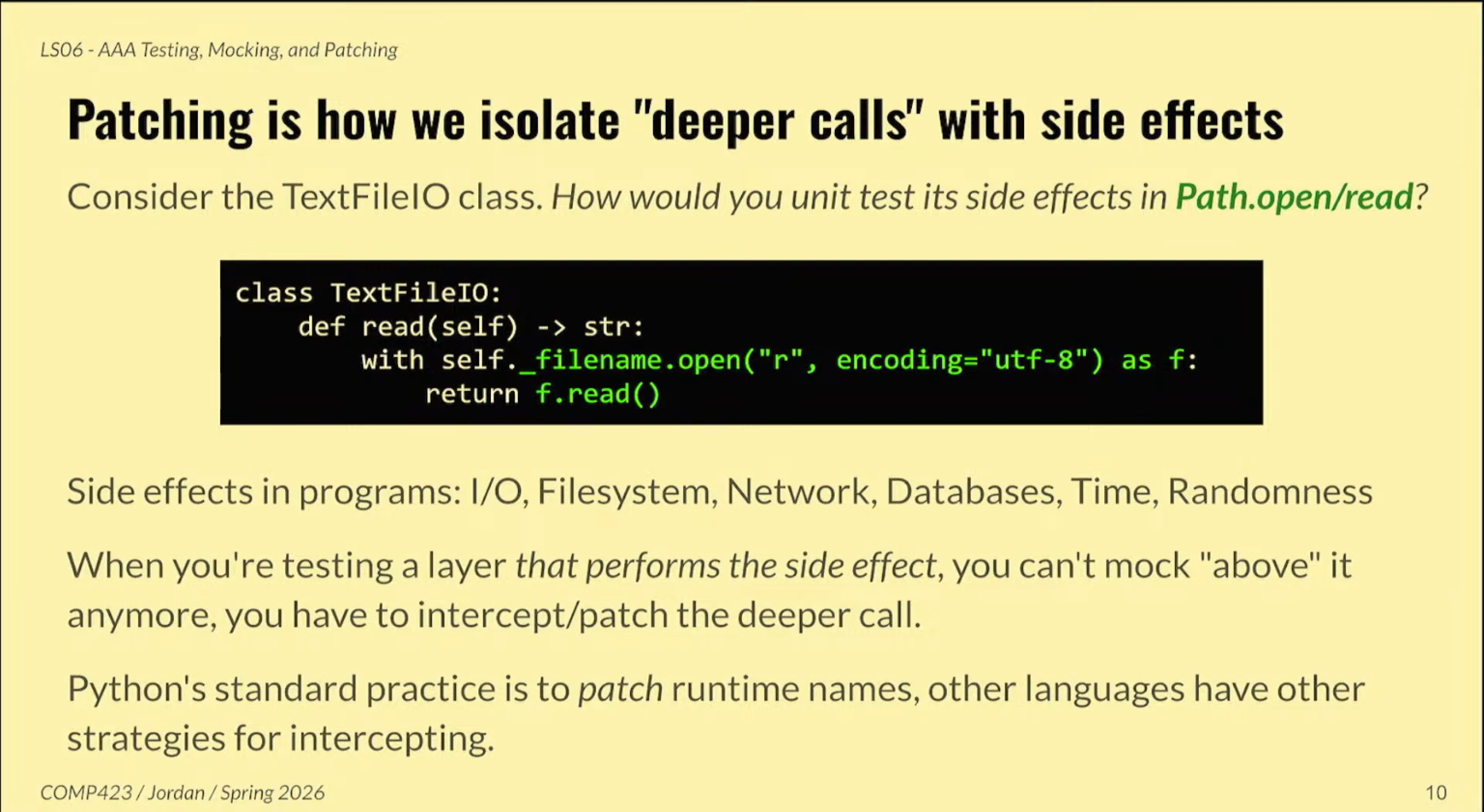So in Python, we patch these things. Other languages don't have quite the same luxury of swapping out names at runtime in the same way. But they have their own ways of doing similar things where you intercept these calls in some way and short circuit return values back.